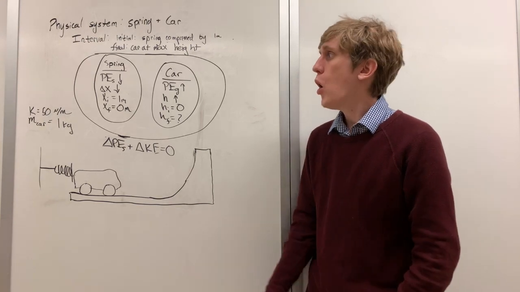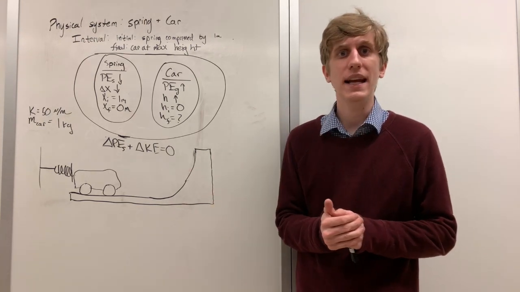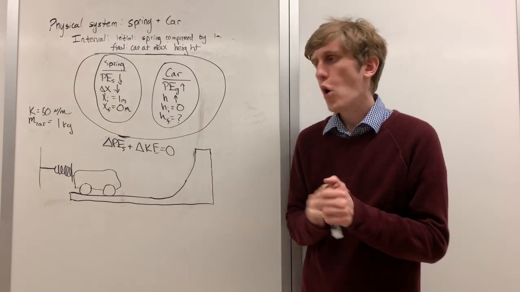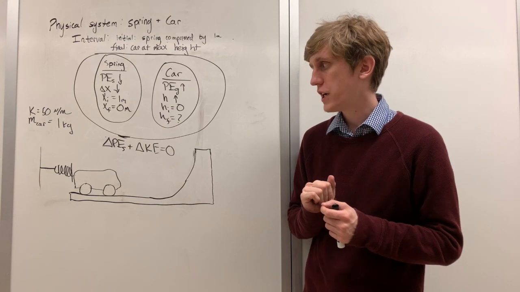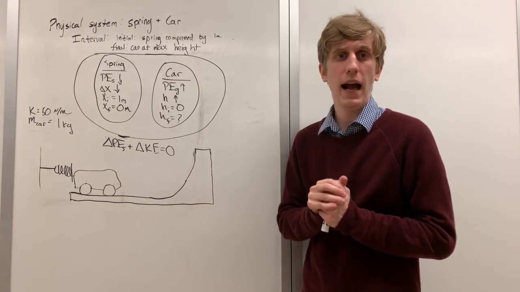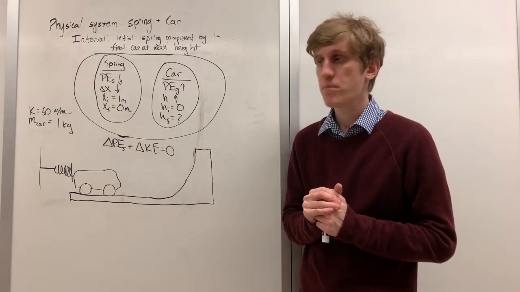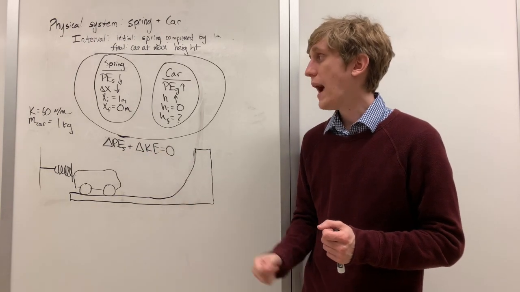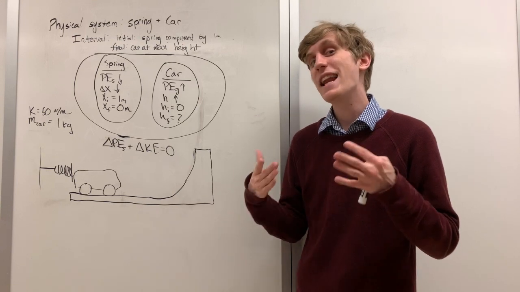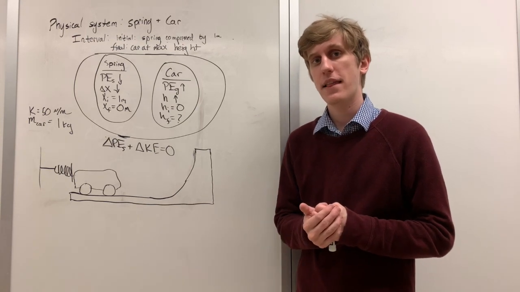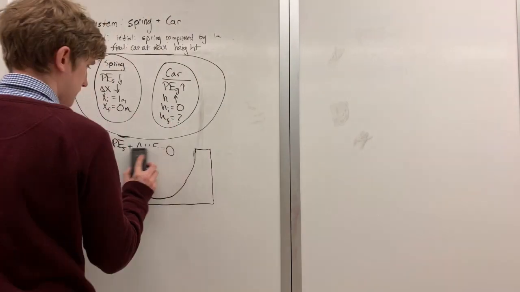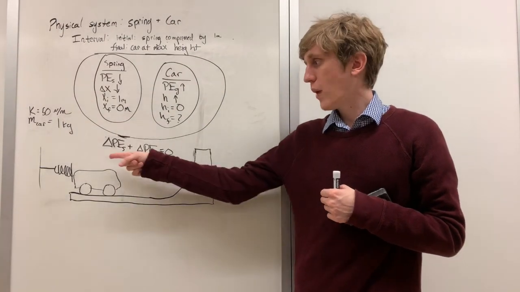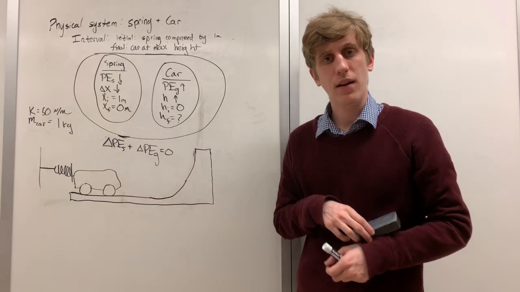However, as before, we only have one unknown in this problem. We don't know the final height of the car. We also need to change our statement of energy conservation. We no longer have kinetic energy in this problem. Instead of spring potential energy and kinetic energy, we now have spring potential energy and gravitational potential energy that are changing. Now, just as before, we can write out these equations in more detail.